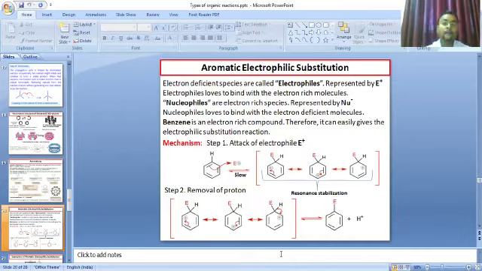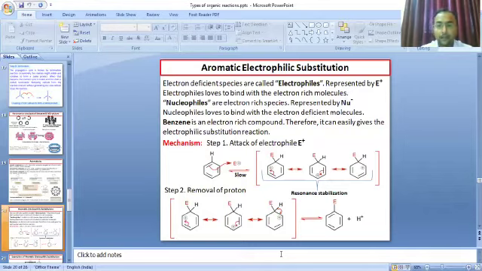Now here we can see the mechanism. This mechanism is divided into two steps, step 1 and step 2. Step 1 is the slow step and step 2 is the fast step. In step 1, the electrophile attacks the benzene nucleus and abstracts pi bond electrons, and the positive charge appears on the adjacent carbon atom. This positive charge is neutralized by the pi bond electrons of the nearby carbon bonds, and the positive charge shifts to the para position.